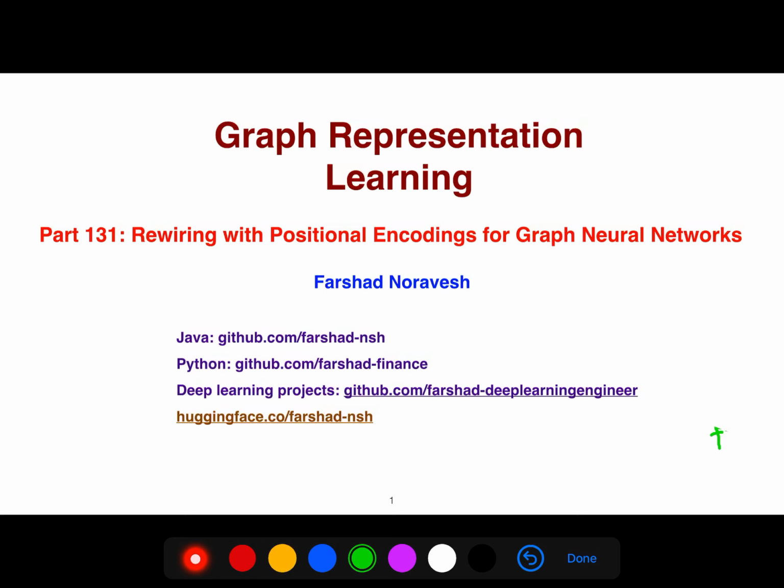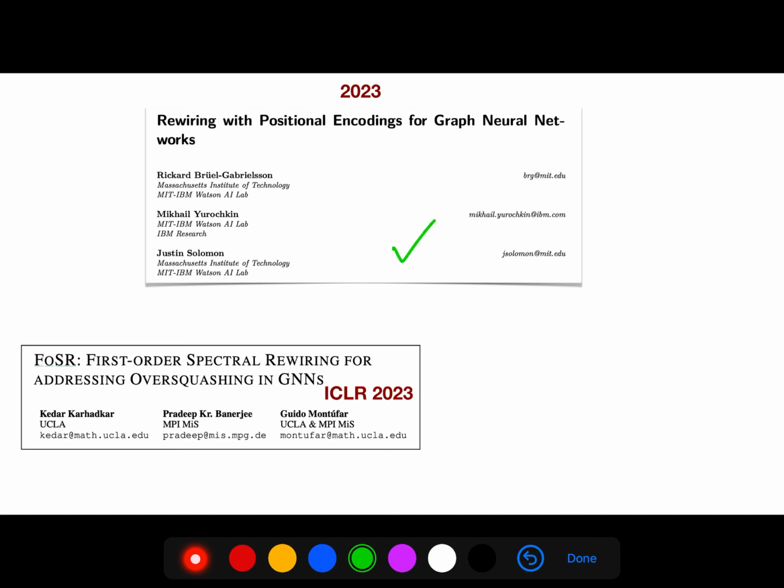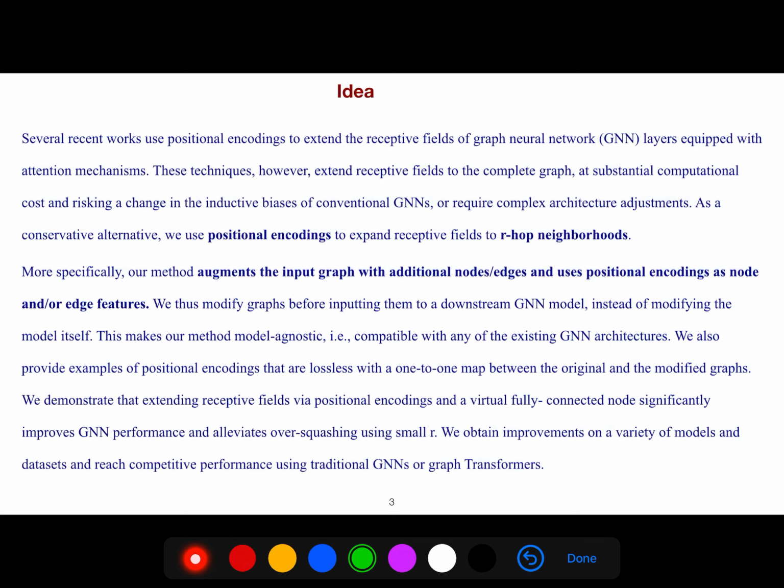Alright, so in this video I'm gonna be explaining another important paper with the title Rewiring with Positional Encodings for Graph Neural Networks. This paper in 2023 is very important. Several recent works use positional encoding to extend the receptive fields of graph neural networks with attention mechanism.